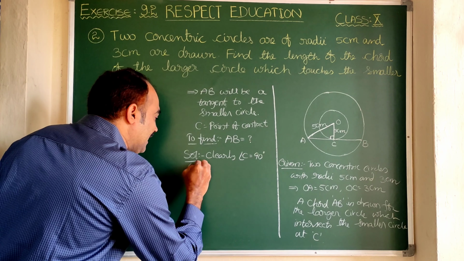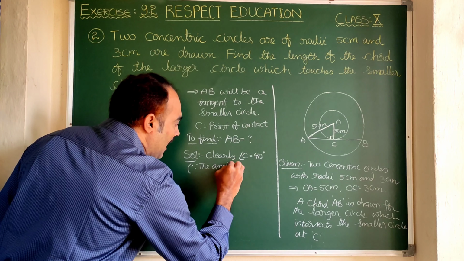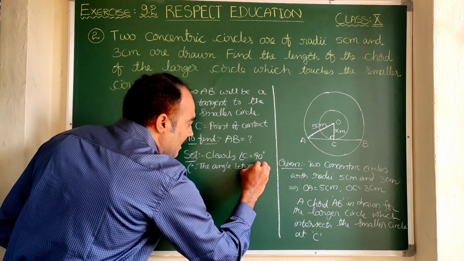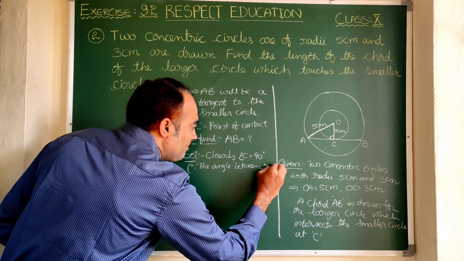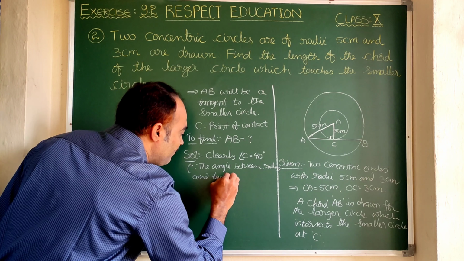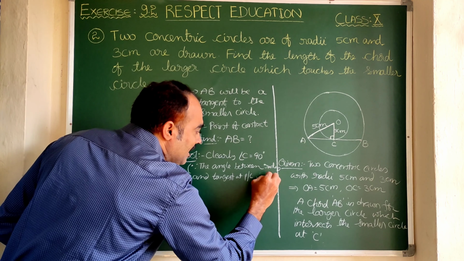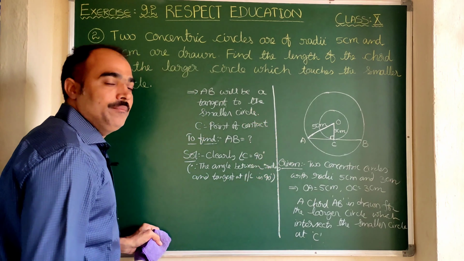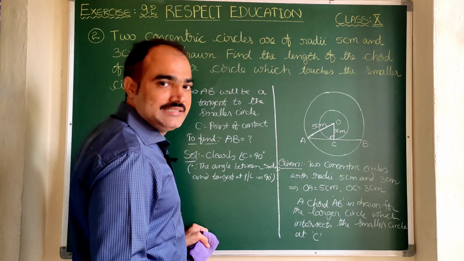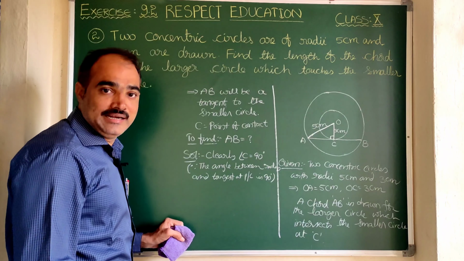Here I write the reason: the angle between radius and tangent at the point of contact is 90 degrees, based on which we can say angle C is 90 degrees. Now clearly, which kind of triangle is OCA? It is a right angle triangle.